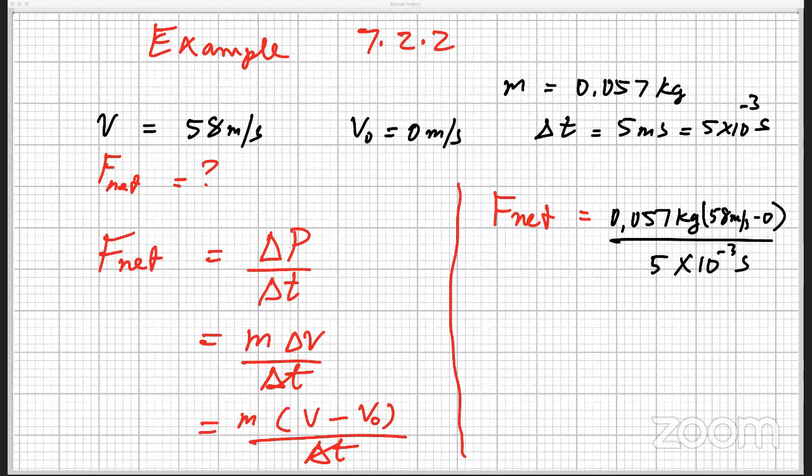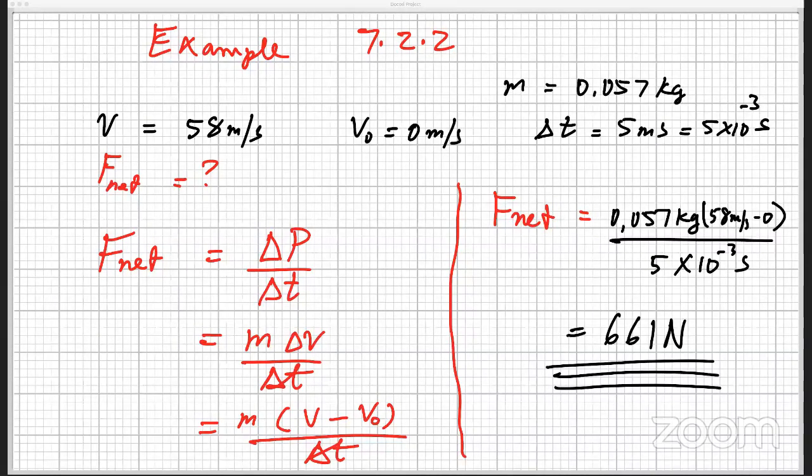So this means that Venus Williams exerted a force of 661 newtons to achieve the record speed of 58 meters per second, or 209 kilometers per hour. So this is how you would apply the concept of net force or average force with momentum.